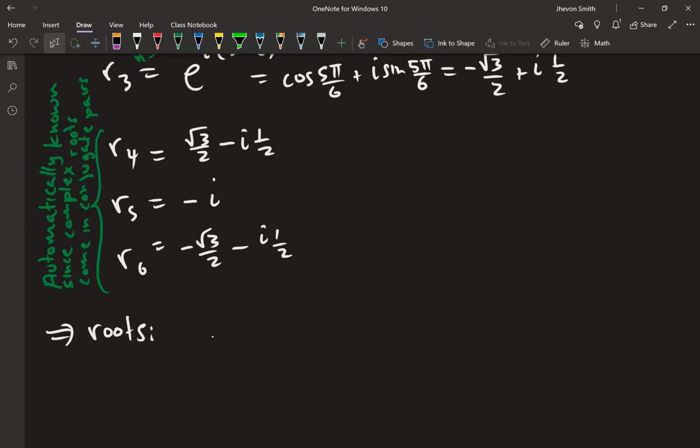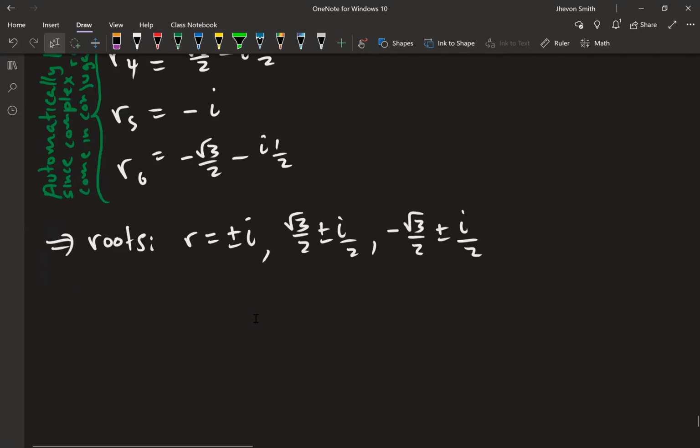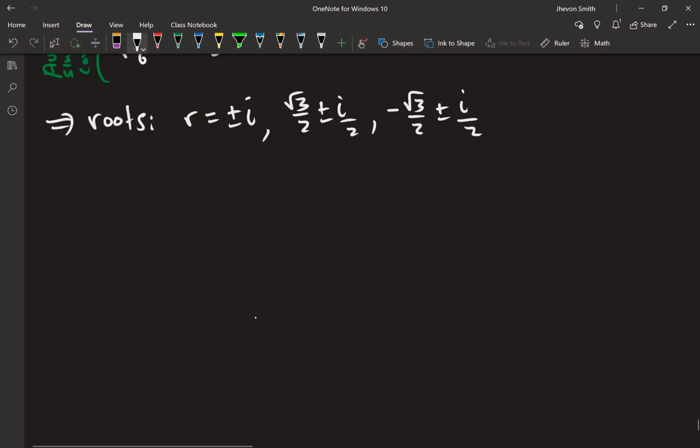So the roots are r equals plus or minus i. Also, it can be radical 3 over 2 plus or minus i over 2. It can also be minus radical 3 over 2 plus or minus i over 2. And so that can help me now find the solutions.